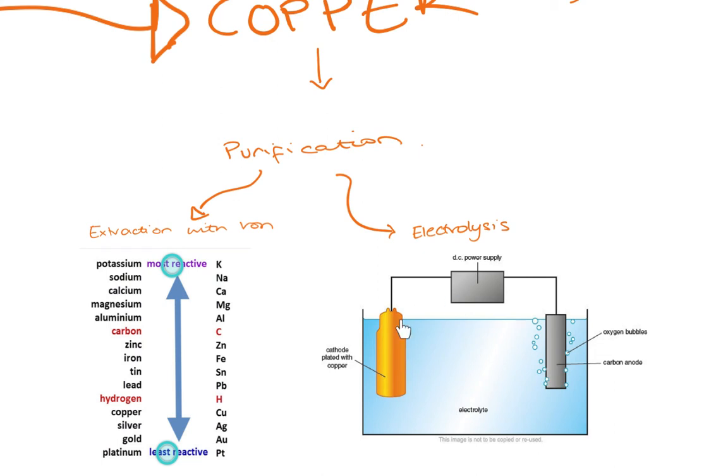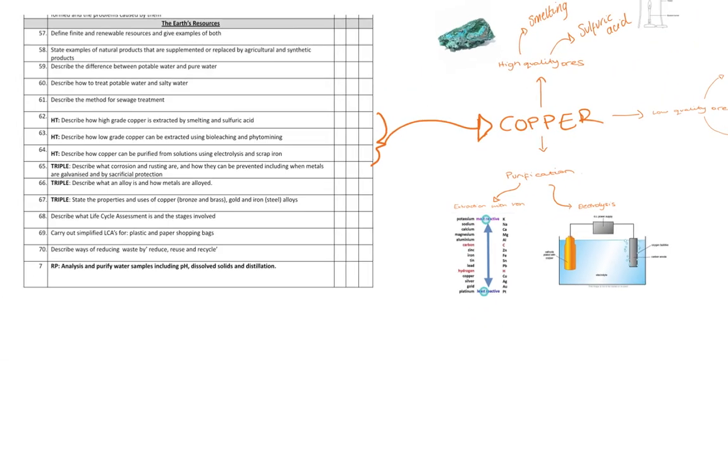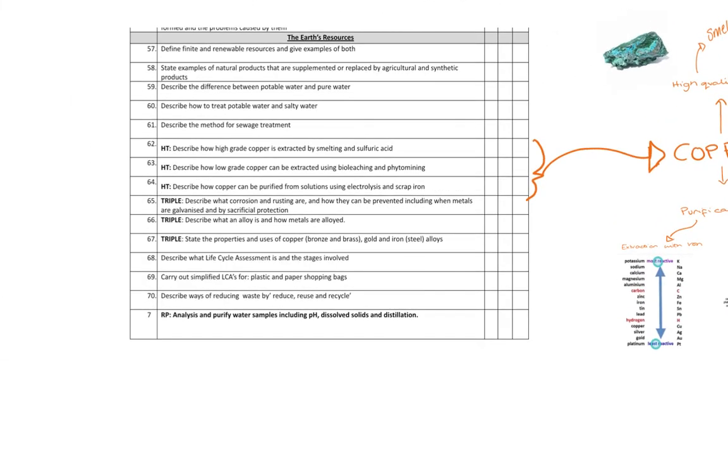These are both perfectly adequate ways to purify copper to end up with pure copper that then can be used for other methods and other techniques. So that's all you need to know for this section on copper. In our next section, we will look at either the life cycle assessments if you're on the combined syllabus. If you're on triple, there will also be a video on alloys, rusting, and the properties of different metals and how they're used.